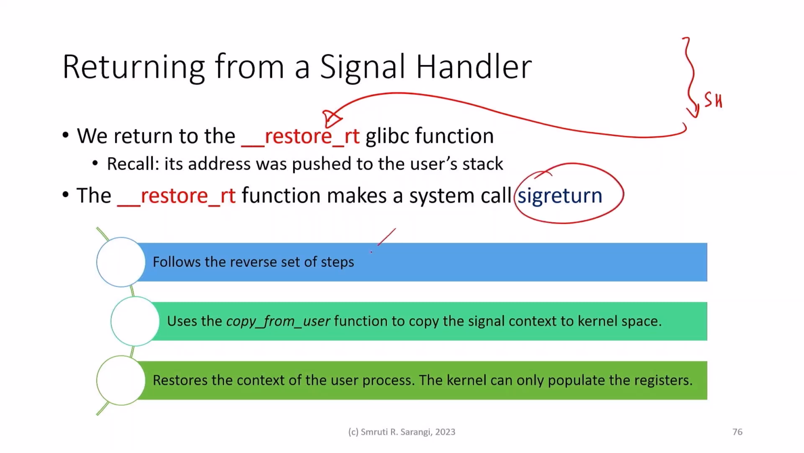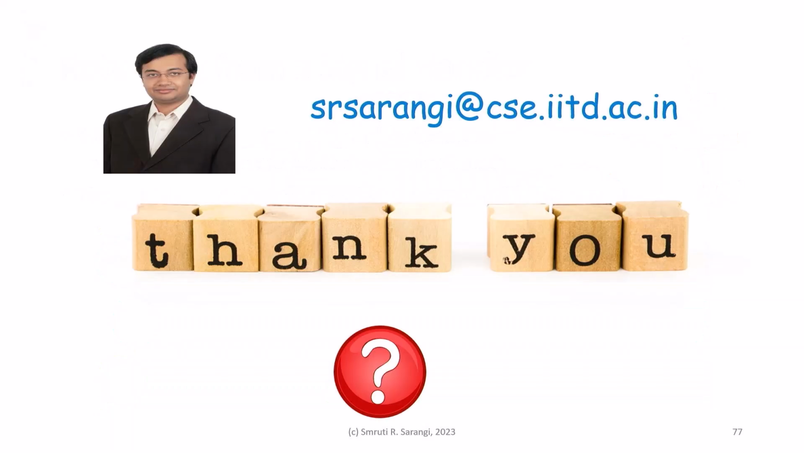So what's the key idea? You follow the reverse sequence of steps, and then you use the copy from user function to copy the context from the user space to the kernel space such that the kernel can restore it, right? Because the kernel knows how to restore it. Then you restore the context of the user process, populate the registers, set the stack pointer, and the way that you restore yourself from a system call, the same way you restore yourself from a signal. And the user process after this custom code is going to start at exactly the same point. So this finishes our discussion of chapter 4.